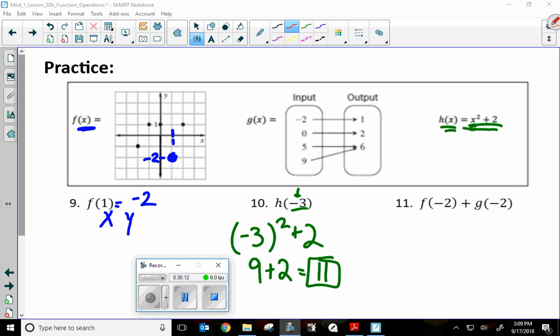All right. Number 11. We're using two different functions. First, I need to use my f function. They want to know when x is negative 2, what's my y? Here's negative 1. Here's negative 2 on the x. Where's the coordinate? Right here. What's the y value to that? Negative 1 on the y.